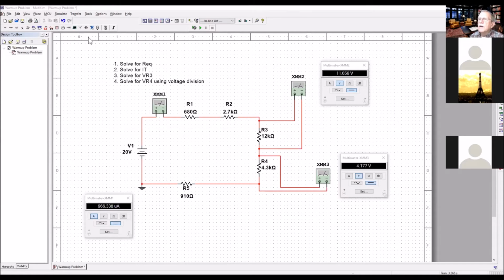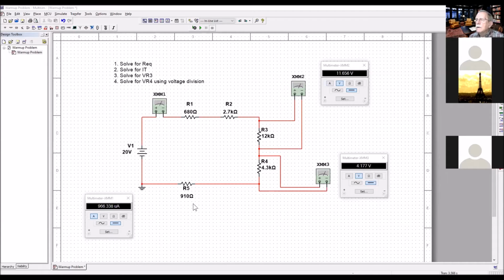So now we see that we calculated 0.971. We measured 966 microamps, which is 0.966. So that's certainly close. We calculated 11.66 for the voltage across R3, which is exactly what we got. We calculated the voltage across R4 to be 4.18, and that's exactly what we got.